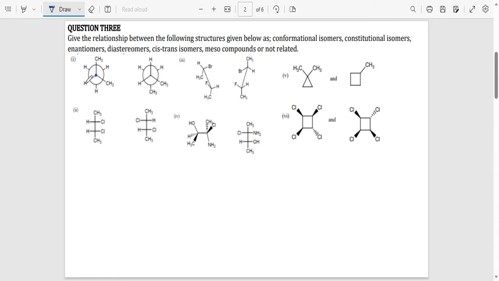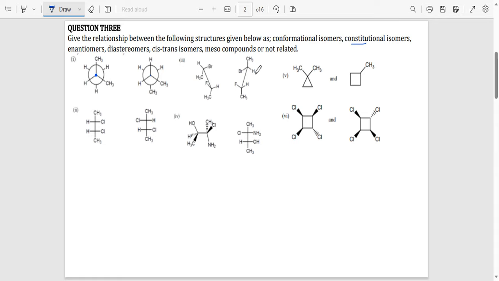The front carbon had one hydrogen and two methyls. But you can now see that the front carbon has got one methyl and two hydrogens. So we have just swapped the way atoms have been connected. And that is about connectivity, constitutional isomers. Right. So number 1, these are constitutional isomers.